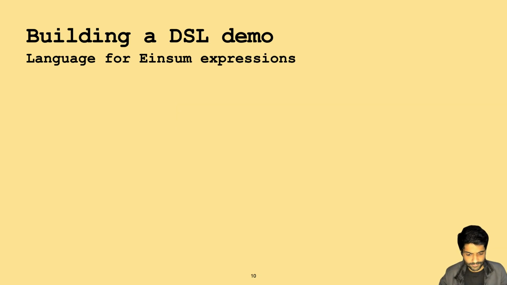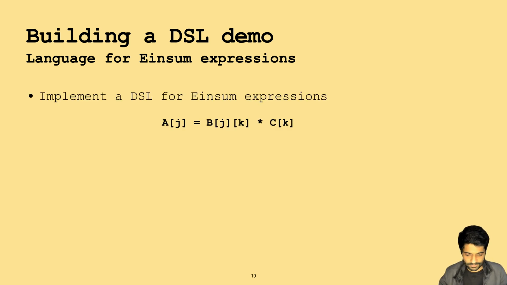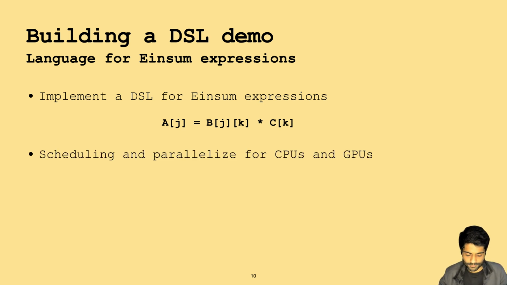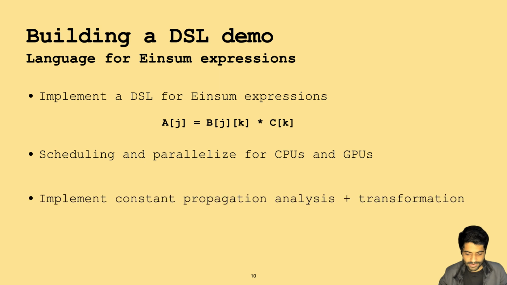The language that we will build for this demo is a simple one that generates high-performance code for Einsum expressions like this: A of j equals B of jk times C of k. We will also schedule and parallelize our code for CPUs and GPUs. And finally, we will implement a well-known constant propagation pass which shows how to analyze and transform or specialize the code in a simple way.